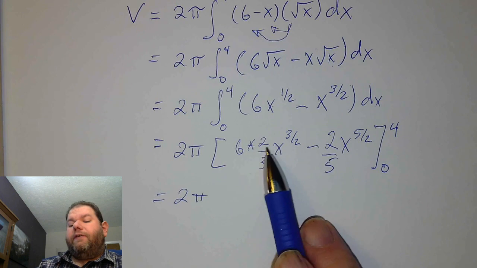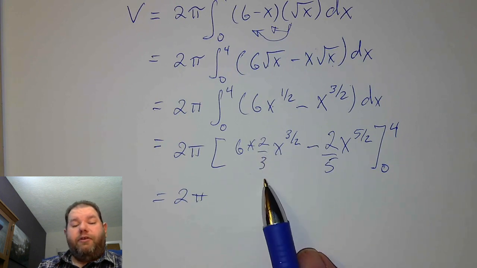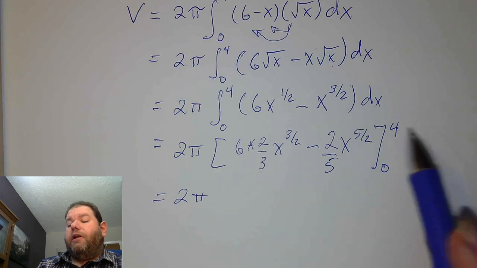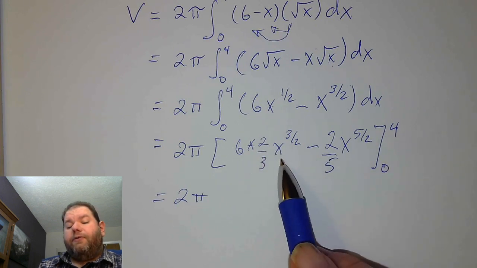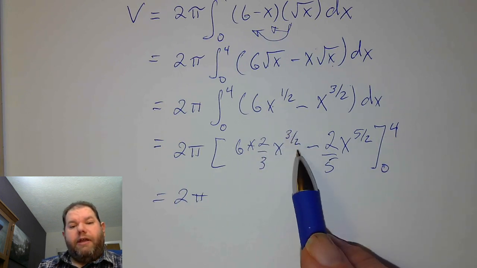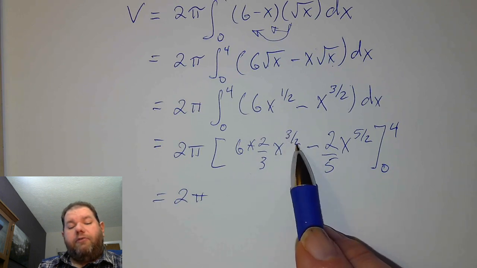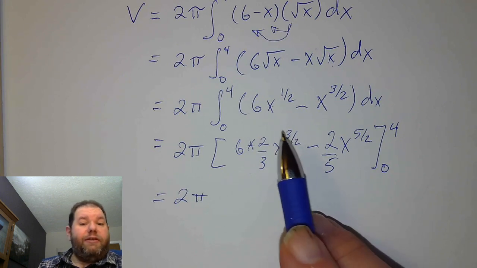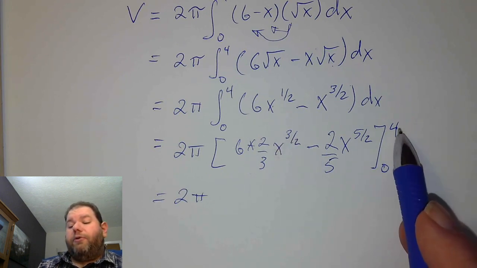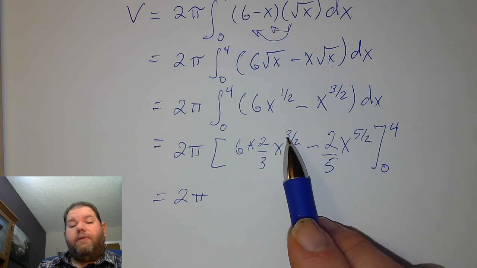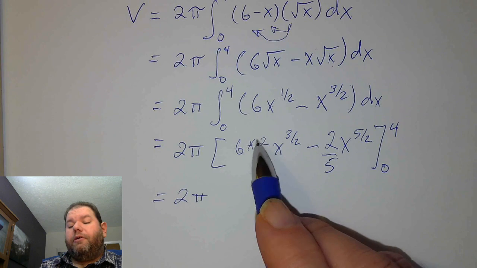Alright, so 6 times 2 is 12, divided by 3 makes 4. So this number right here is just a 4. And then we plug in x equals 4. 4 to the 3/2 power means we cube it and take the square root, or we could take the square root first and then cube it. So the square root of 4 is 2, and then 2 cubed is 8. So we end up with 4 times 8.